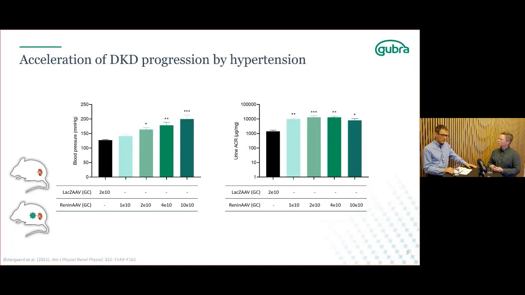So when looking at your ACR changes, what would you infer from that? Is this a severe effect on kidney function, and can you confirm that on the level of histology? Yeah, so these are really high levels of albuminuria.